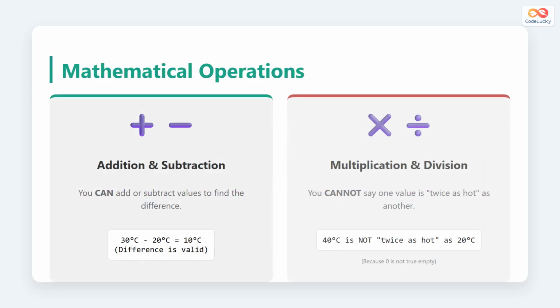Because of these properties, we have specific rules for math. You can add and subtract these values. For example, the difference between 30 degrees and 20 degrees is 10 degrees. That is valid. However, you cannot multiply or divide. You cannot say that 40 degrees is twice as hot as 20 degrees because the 0 point is not real.